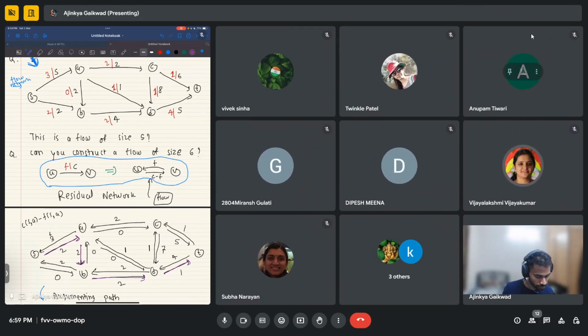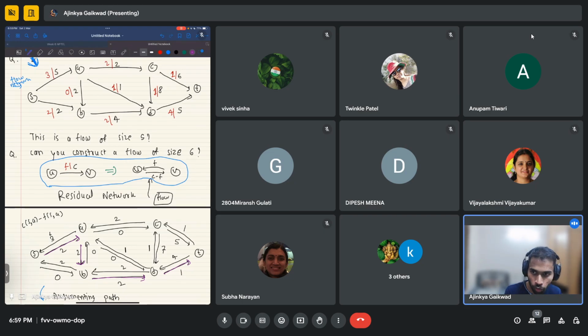Okay, so let's see the importance of the augmenting path. I calculated this augmenting path in my residual network. Now, how do I exploit this? How do I use this randomly defined augmenting path? Here is what you can do.